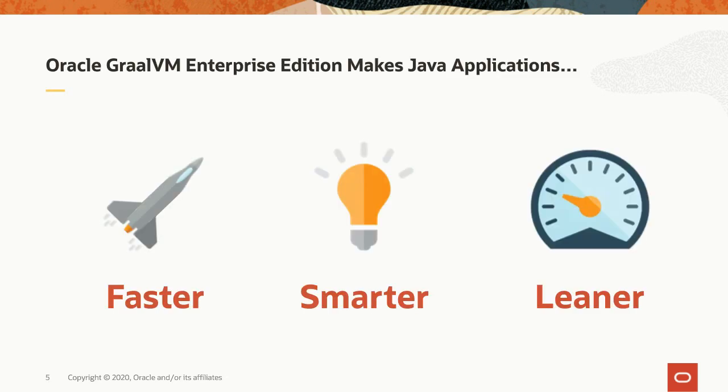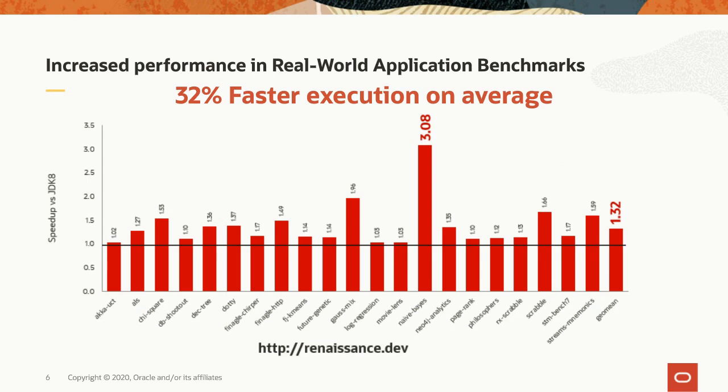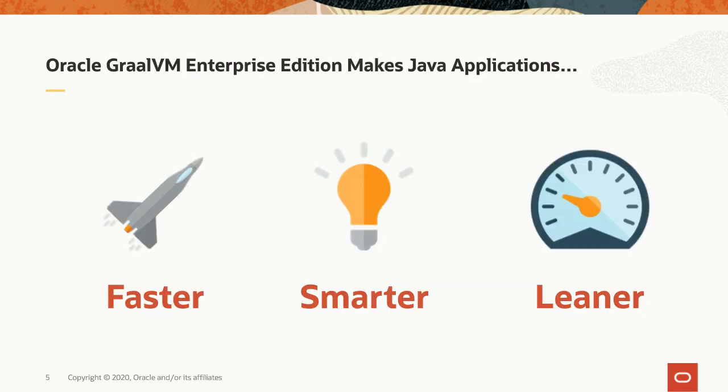Having said all that, Oracle GraalVM Enterprise Edition makes Java applications faster, smarter, and leaner. In a nutshell, GraalVM is a high-performance virtual machine and a just-in-time compiler that together provide you with a platform to run your Java applications really, really well. The most direct application of using GraalVM is to run your Java applications as on any other JDK. Right? GraalVM contains a JDK distribution, and you can use it to run all your Java applications normally, as you would do.